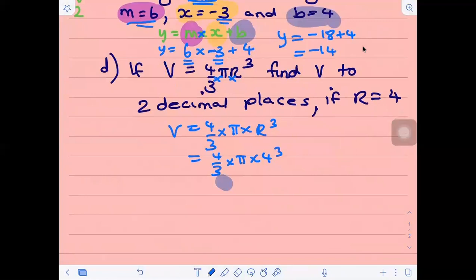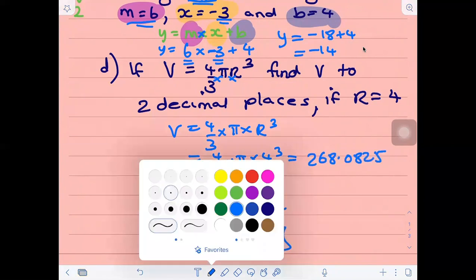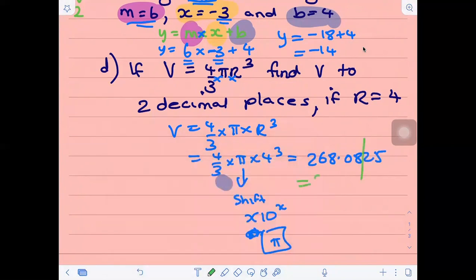And all that's left is to put that in the calculator. So 4 over 3 times, shift, do the times 10 button, that's pi, times 4 to the power of 3. So that button is on top of the times 10 to the x. And to get there, you go shift times 10 to the x. And on top of that, you'll notice the little pi symbol, and it'll be in yellow. Okay, press equals, and I get 268.0825. The cutoff mark is here for 2 decimals, so it's 268.08.